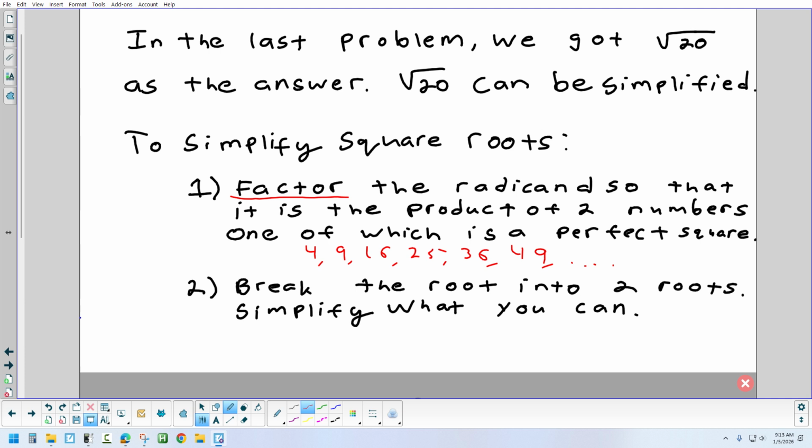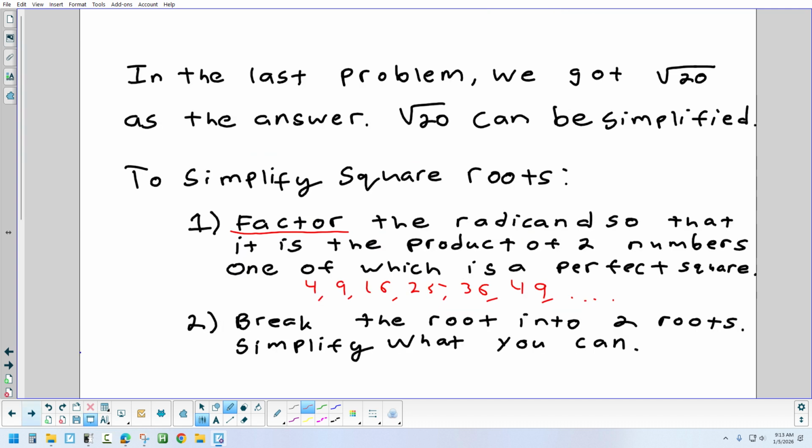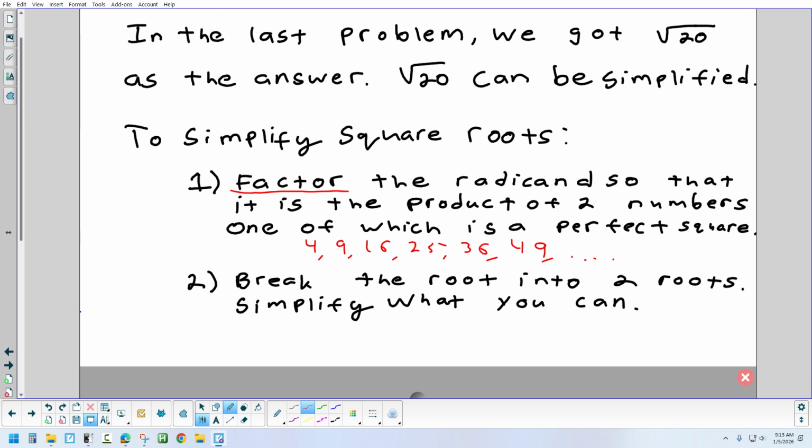Okay. Reason it has to be a perfect square is because those are numbers you can take the square root of easily in your head and get a nice answer. So then once you figure out which one of these numbers goes into it, you break your root into 2 roots, like we did right here. And one of them will give you a nice answer, and the other one stays just like it is. And there are other methods besides that method, but that's the one I use. Any questions on that?